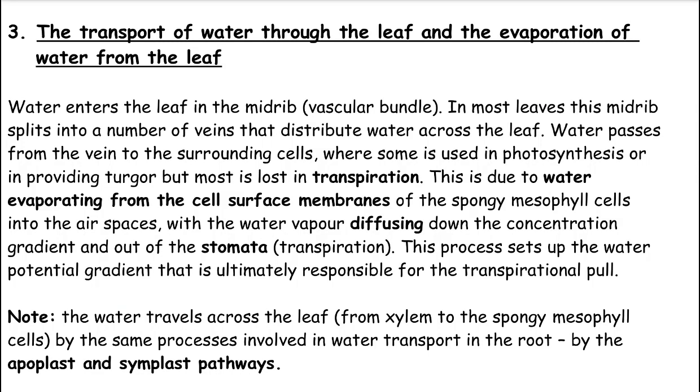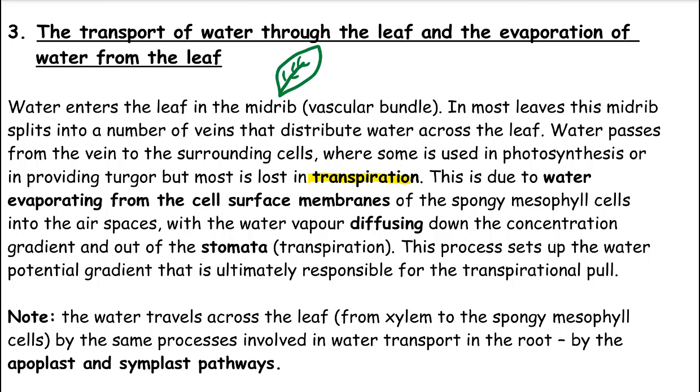This section then is the final section. So we've got water into the roots and in the xylem. We've brought it up through the xylem because of the cohesion tension theory, and now this is what creates the transpirational pull. So the transport of water through the leaf and the evaporation of water from the leaf. Water enters the leaf in the midrib, which is the main vascular bundle. In most leaves, this midrib splits into a number of veins that will distribute water across the leaf. So we've got our leaf, the midrib going up the centre, and the veins going off to different parts of the leaf. Water passes from the vein to the surrounding cells, where some is used in photosynthesis or providing turgor, but most is lost in transpiration.